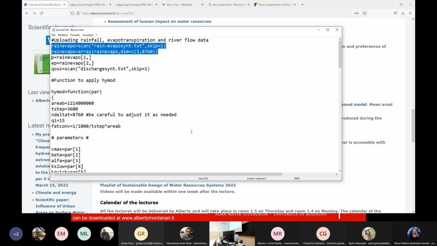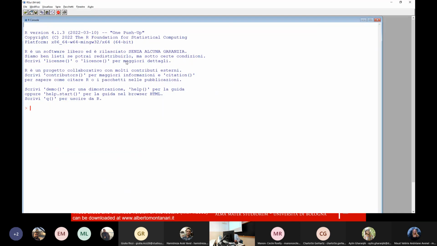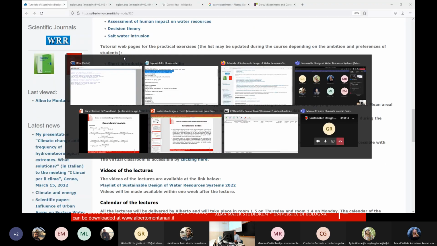Okay? So I do it, copy, I go to the R console. You should go instead on the script window, and I copy them here. The only thing is that I'm not sure I downloaded the files before. Let me download them.